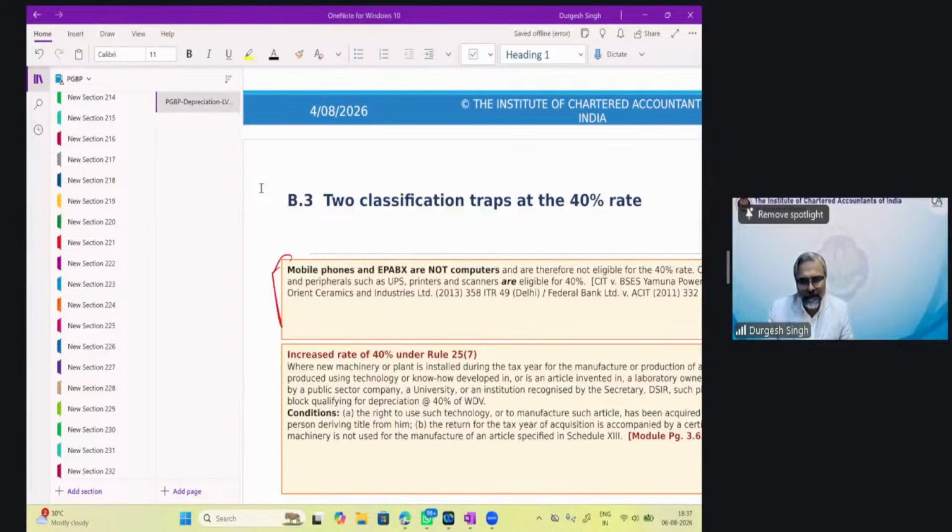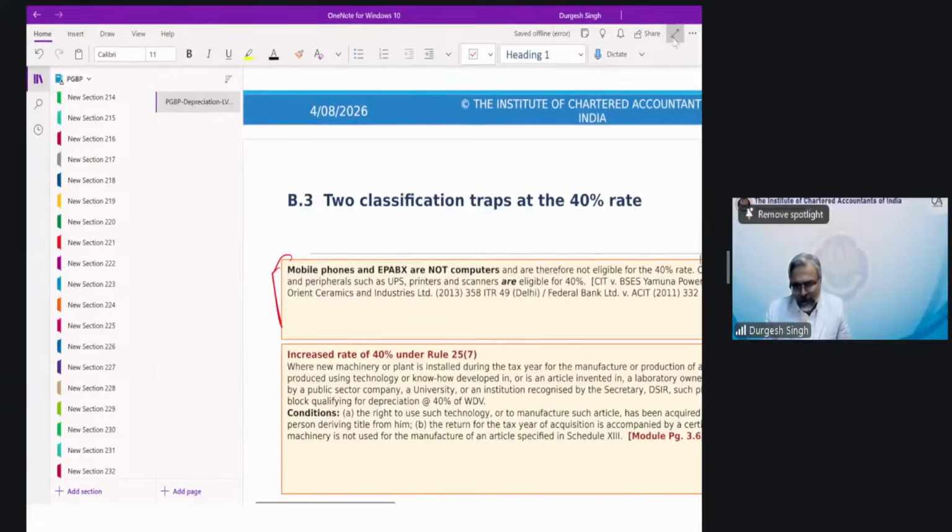Now, just be careful. What about computers, computer equipment? What is the rate of depreciation for computer equipment? It has the highest rate, which is again 40%. All of you agree to this one? Perfect. Very good. So all of you are aware of this one.